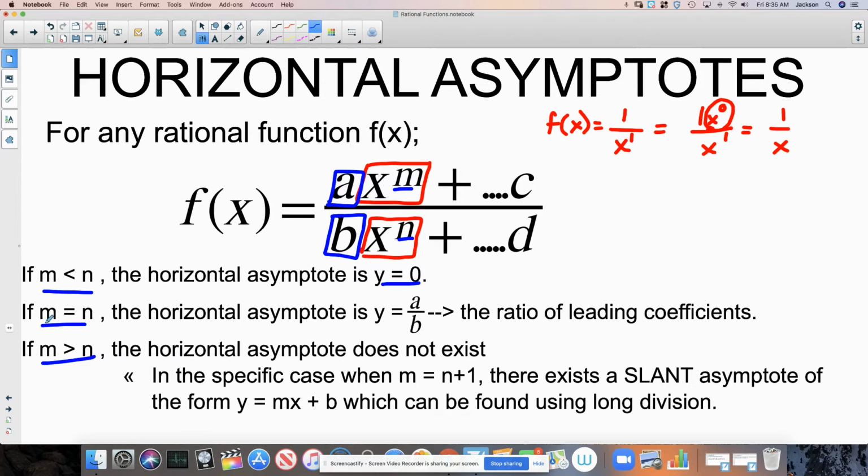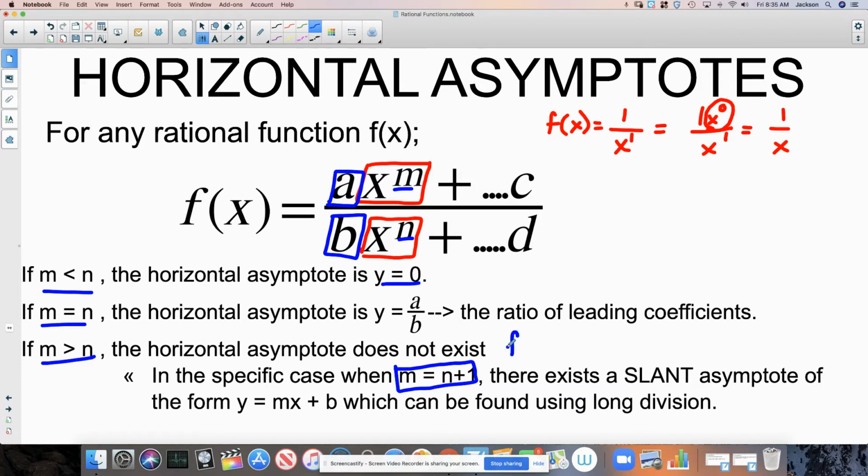If the degrees are the same, the horizontal asymptote is the line y equals a over b, where a is the leading coefficient on the top and b is the leading coefficient on the bottom. If you have a degree on the top that is greater than the degree on the bottom, there is no horizontal asymptote. However, there is one very specific case where the degree of the numerator is exactly one more than the degree of the denominator.